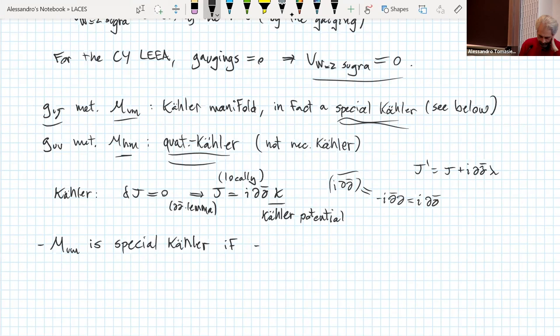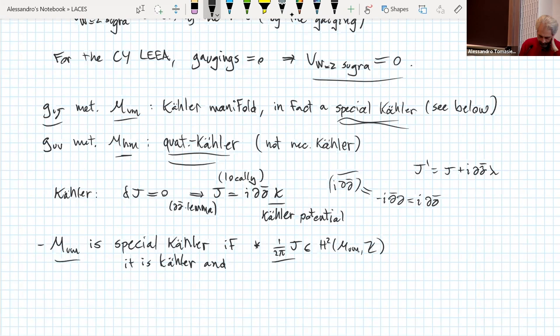So first of all, if I normalize J appropriately, then it belongs to H2 of Z. So in other words, this has integral periods. To be sure, J is the scalar form on MVM.